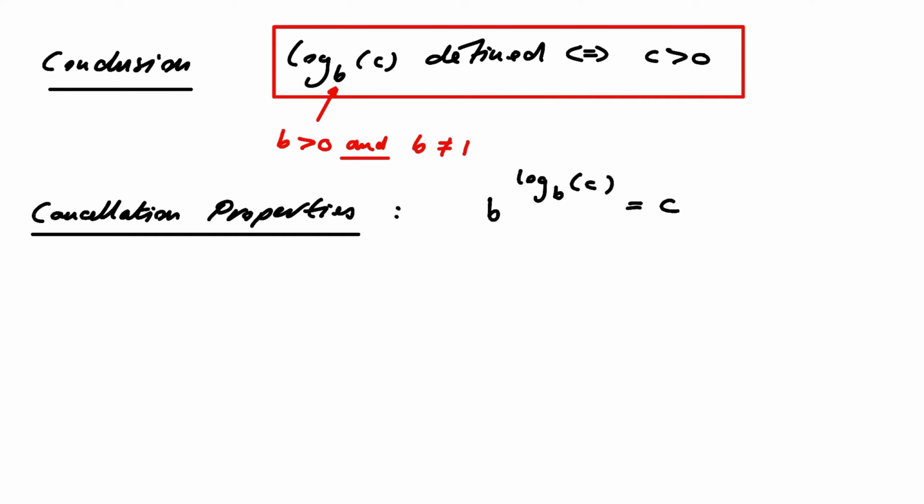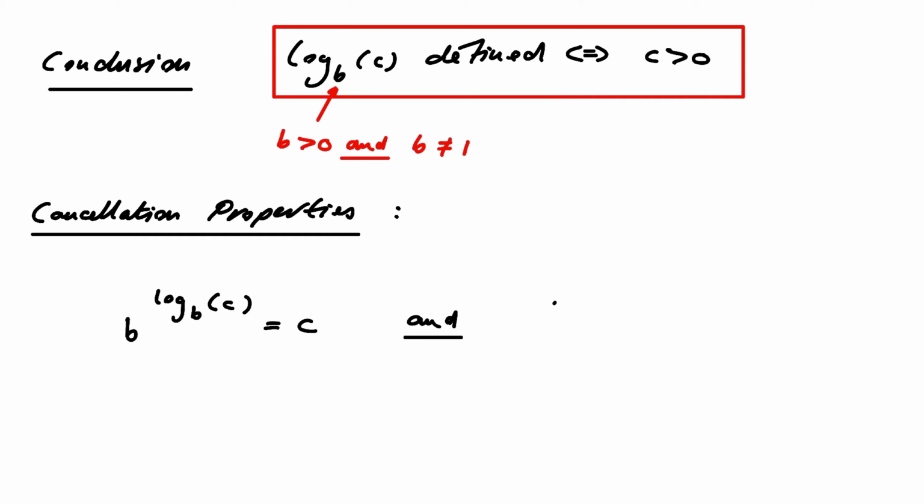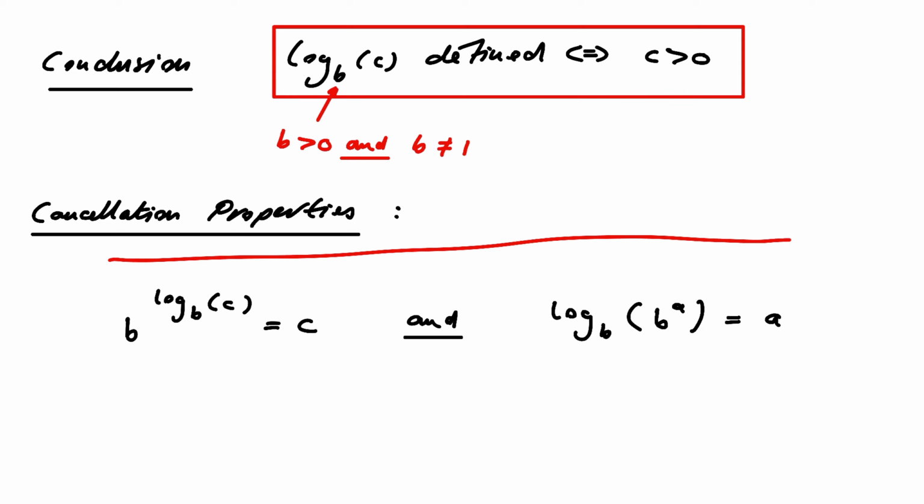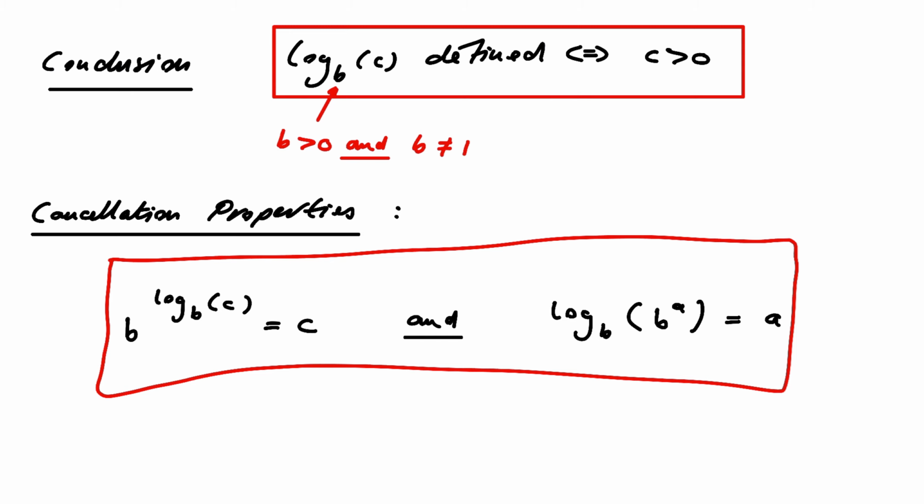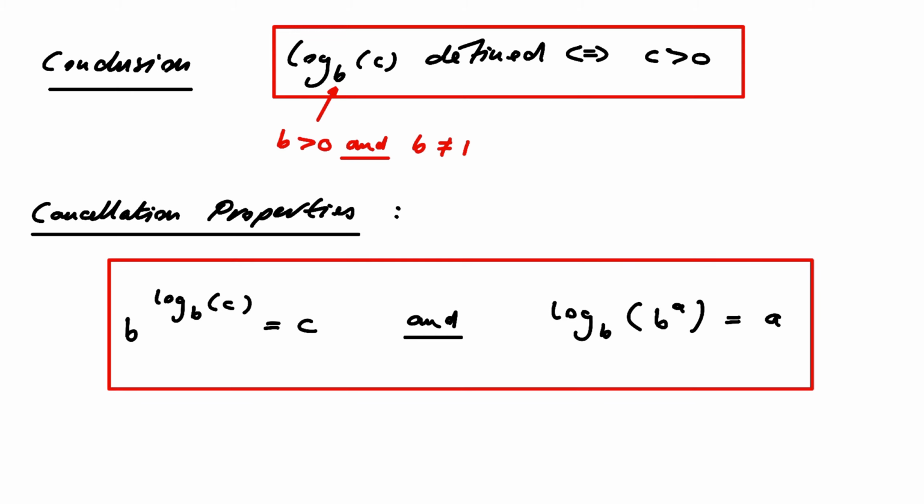So maybe if I move this down for more space. And we could also take log of kind of an exponential. Log sub b of b to the a is just equal to a, basically by definition. So these are the cancellation properties. They allow us to, in a sense, cancel logarithms with the first if I raise them to a power, and cancel an exponential or an exponent if I take log of it. So we'll get more practice with these in further videos, as I said.